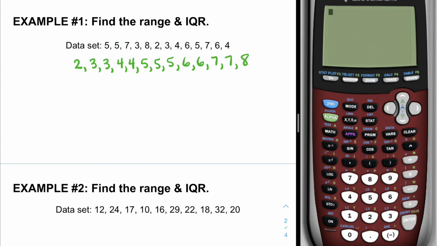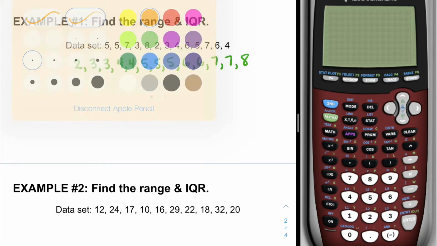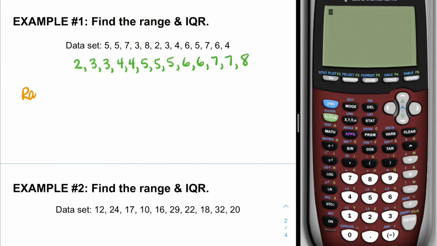You should always count your numbers to make sure that they are the same amount. So I'm going to count 1, 2, 3, 4, 5, 6, 7, 8, 9, 10, 11, 12, 13. 1, 2, 3, 4, 5, 6, 7, 8, 9, 10, 11, 12, 13. Okay, so it matches. So everything is in order. Now the range. The range is nothing but your max minus your min. So your range is equal to max minus min, which is 8 minus 2, which is equal to 6. So my range here is 6.